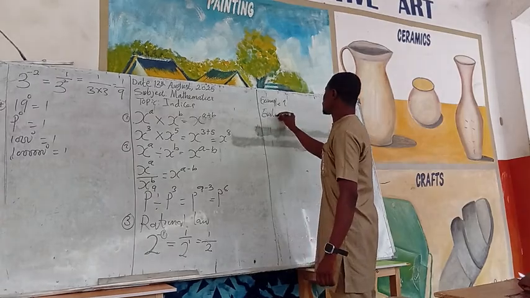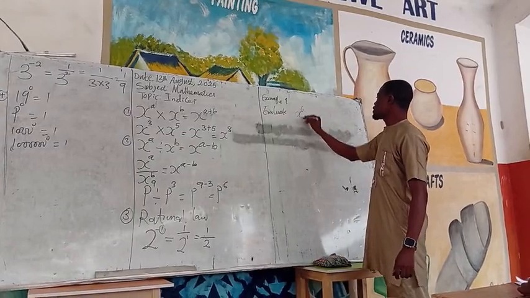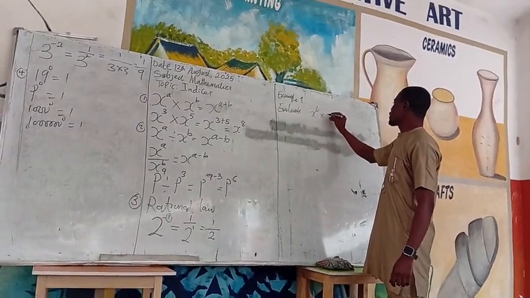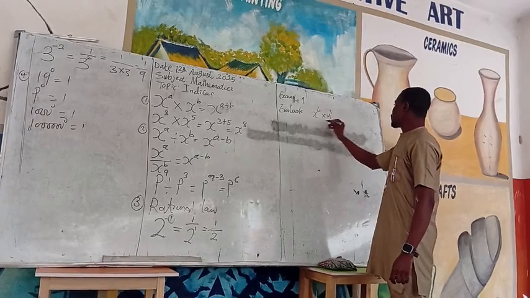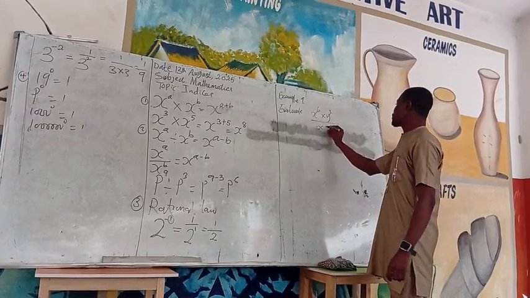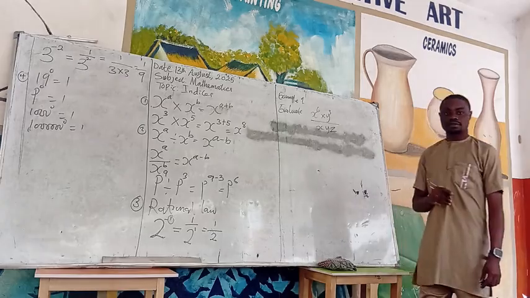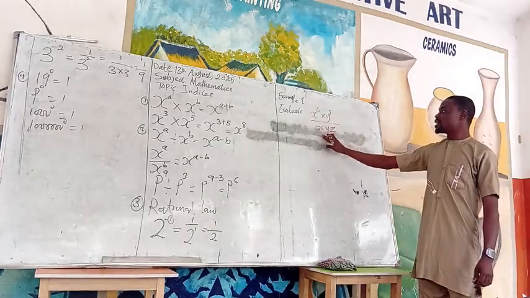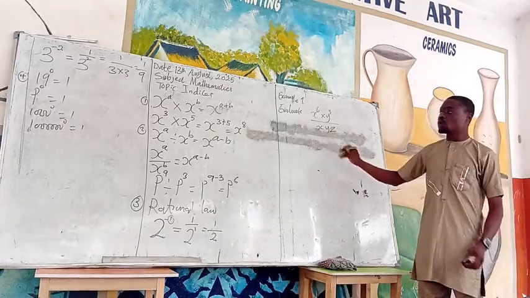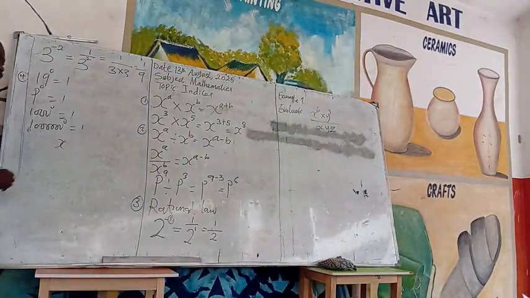Evaluate x raised to power 6 times y raised to power 3 all over x, y, z. x raised to power 6, y raised to power 3 all over x, y, z.